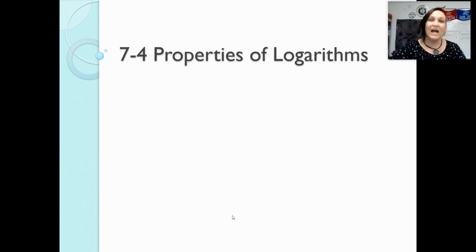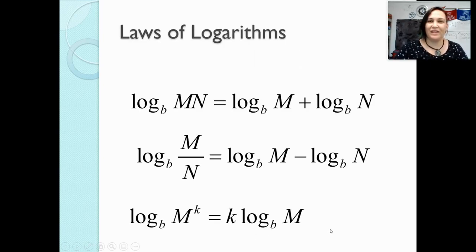Hi guys, let's pick up from where we left off yesterday. So here again are the three laws of logarithms that you need to know to be able to do today's assignment. In our first law, we have a multiplication problem that gets split into two separate problems using addition. In our second one, we have a division problem that gets split into two separate logs using subtraction. And in our final problem, we have an exponent that turns into a multiplication problem.